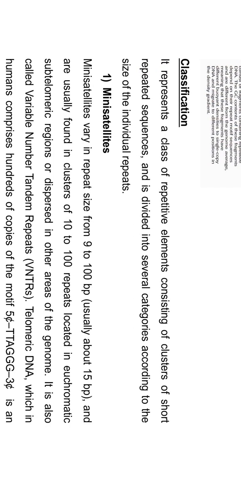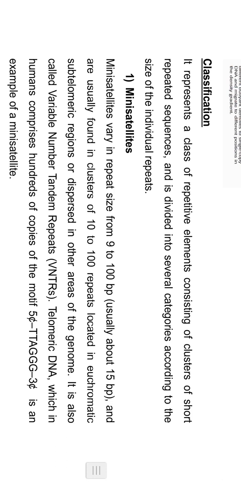Satellite DNA classification. It represents a class of repetitive elements consisting of a cluster of short repeated sequences, and it is divided into several subcategories according to the size of the individual repeat. Minisatellites. Minisatellites vary in repeat size from 9 to 100 base pairs, usually about 15 base pairs, and are usually found in clusters of 10 to 100 repeats located in euchromatic subtelomeric regions or dispersed in other areas of the genome. They are also called variable number tandem repeats, VNTRs. Telomeric DNA, which in humans comprises hundreds of copies of the motif, is an example of a minisatellite.